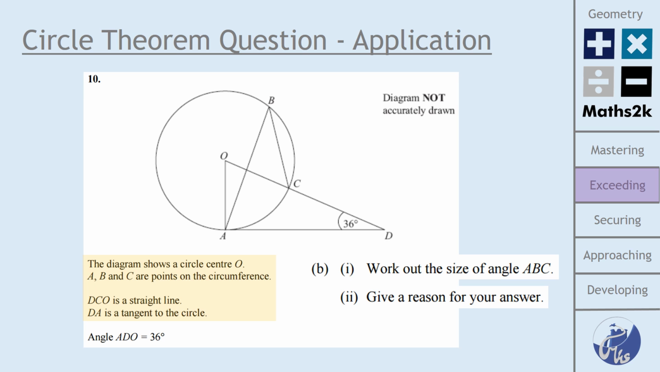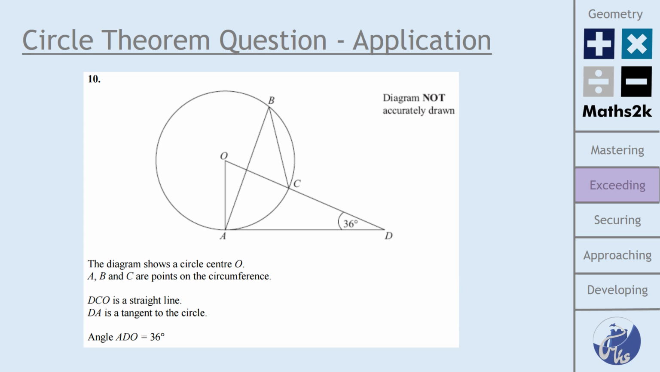But if we just focused on angle ABC, we would be tempted just to try and work it out, given that we only know that 36 degrees, and we wouldn't work anything else out. And that could lead to a mistake. One mistake I've seen someone make is to say that ABC is 36 because it looks the same, and that's not what you're going for if you're trying to answer this type of question.